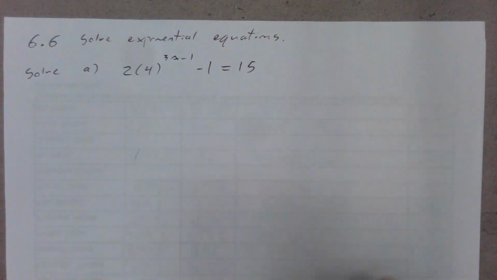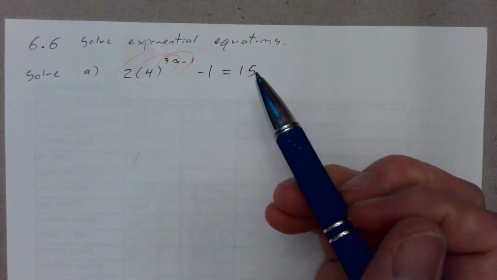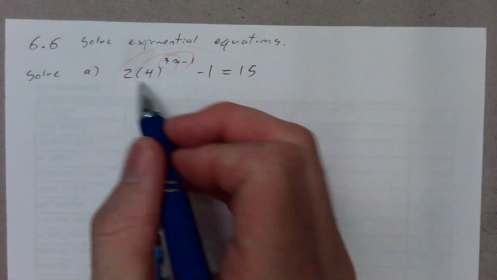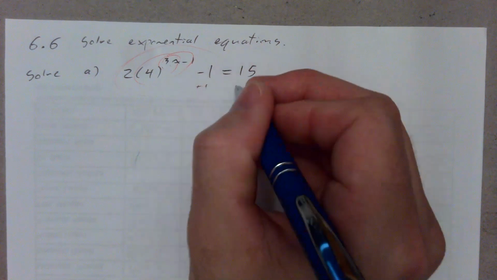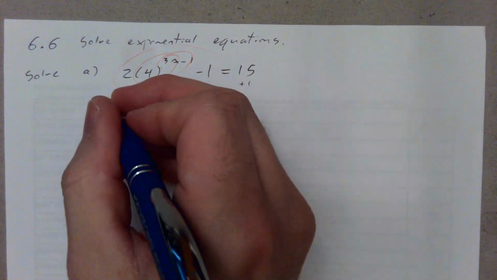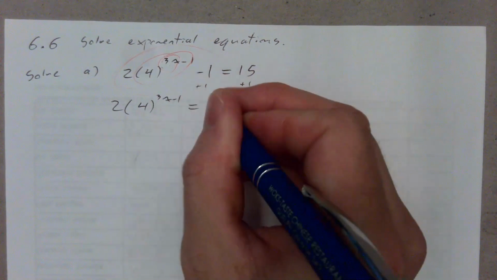For example, in this equation, if I'm trying to isolate x, I can kind of build an onion here and undo some of these operations without worrying about logarithms. I think at least I can isolate this power pretty quickly. I can undo the subtraction with a linear operation of addition to both sides. That would give me 2 times 4 to the exponent 3x minus 1 would equal 16.